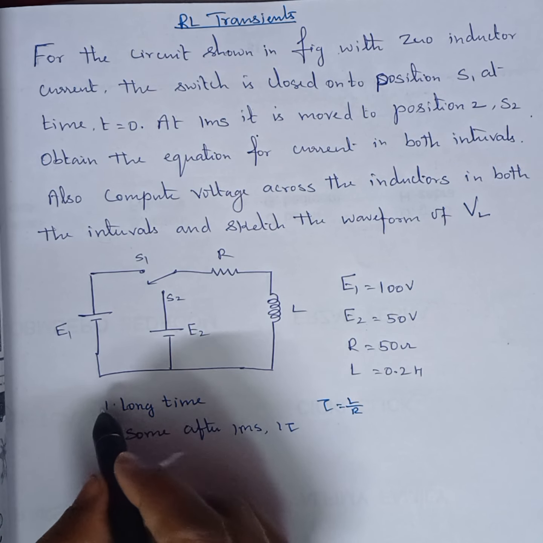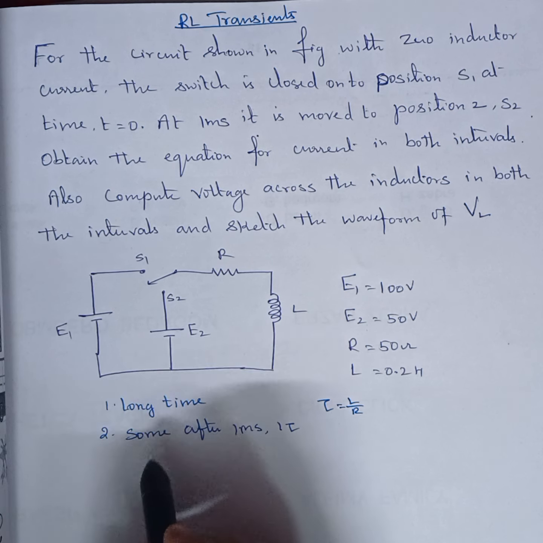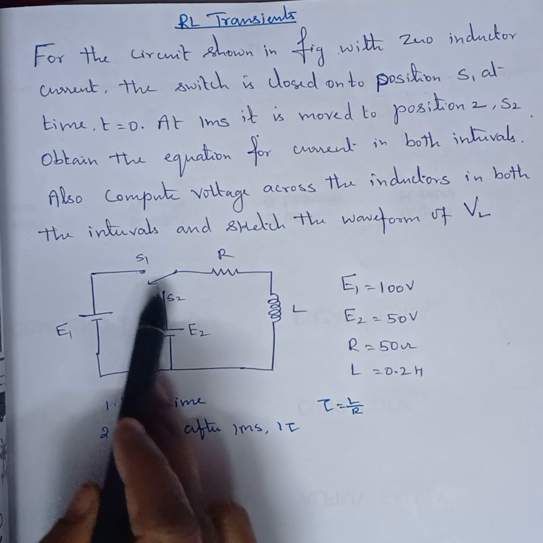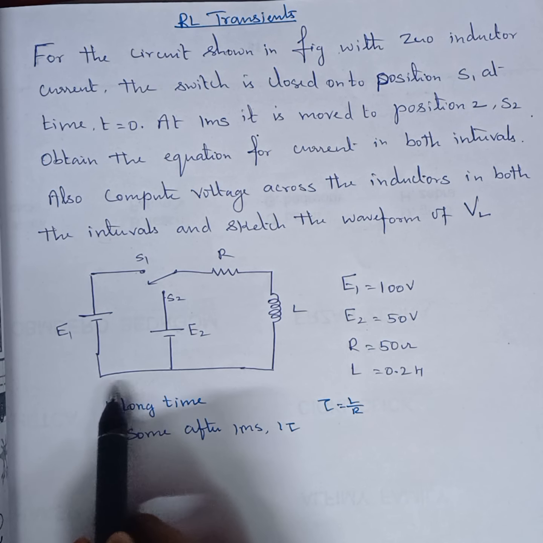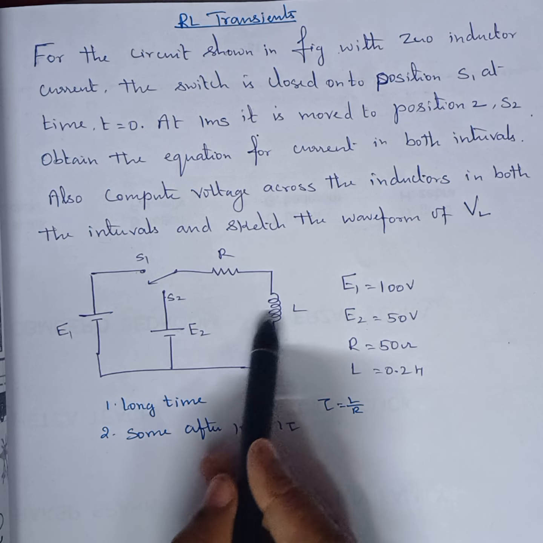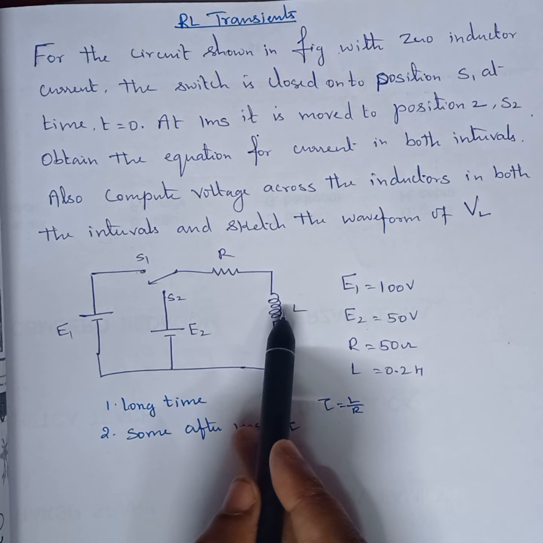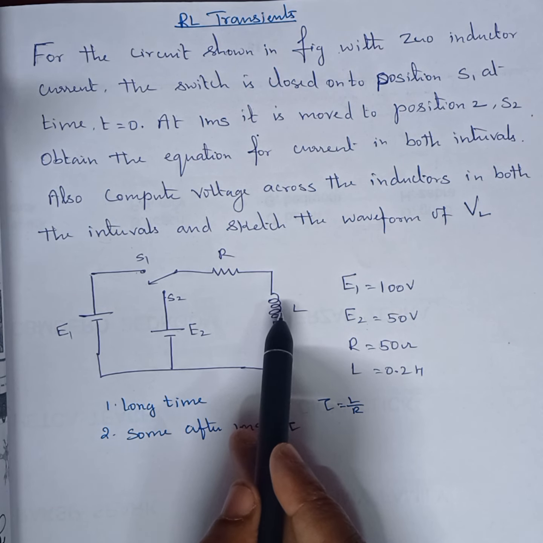So in this case we are facing this one. After 1 millisecond the switch is moved to position 2, so we are going to solve for this one. If it is kept for a long time, it means the inductive effect is cancelled. It acts as a short circuit. So simply we will get the initial current.